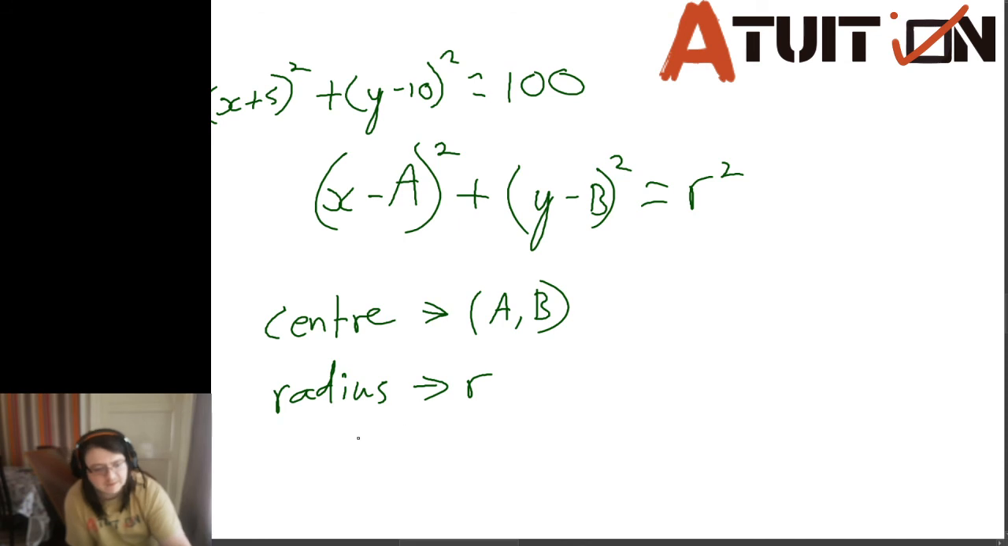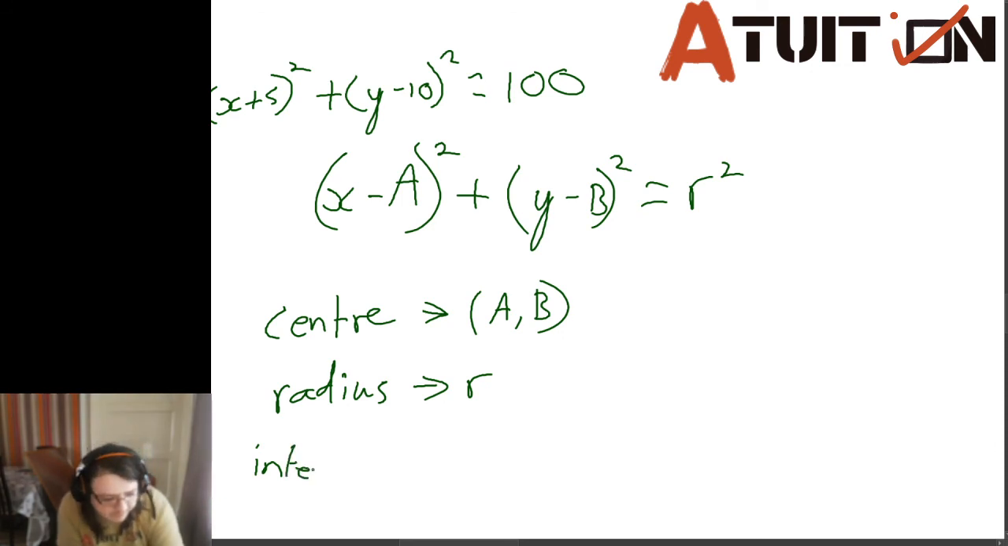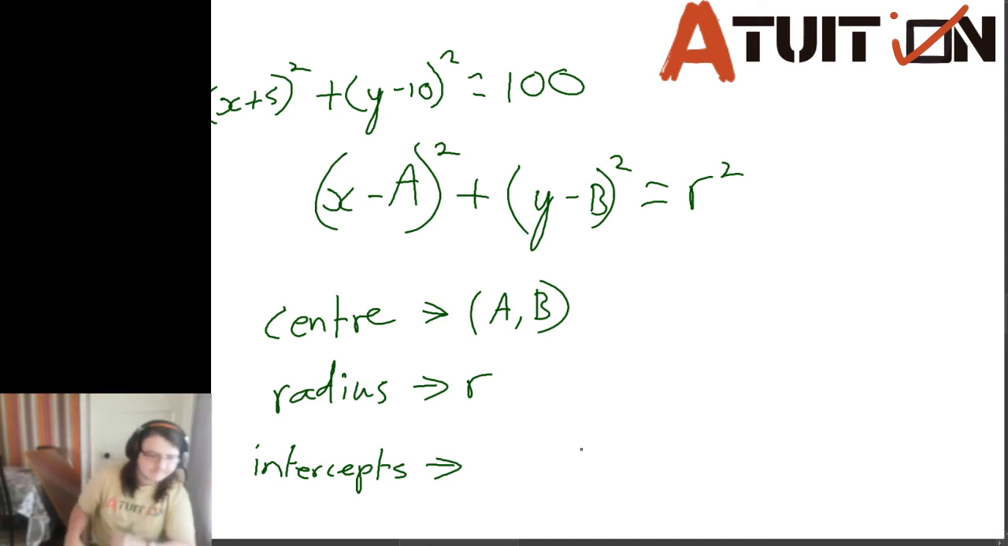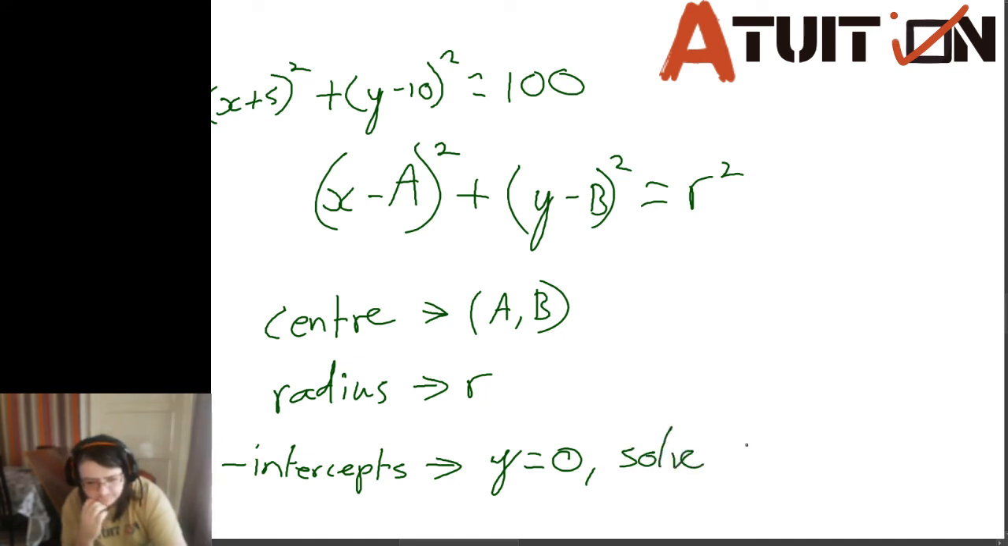And then the intercepts. To get the intercepts, well, let's write each one individually. The x-intercepts make y 0. So make y equal to 0 and then solve for x.